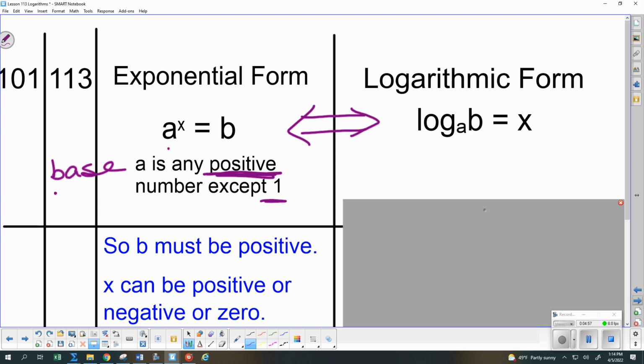So now if I'm taking a positive number to all of the possible real numbers for x, I'm always going to get a positive answer. So b has to always be positive. So what we've said so far is the base and the argument must be positive. However, we're going to define this x for anything that's positive or negative. So the answers that we get, the exponents that we use, can be anything positive, negative, or zero.